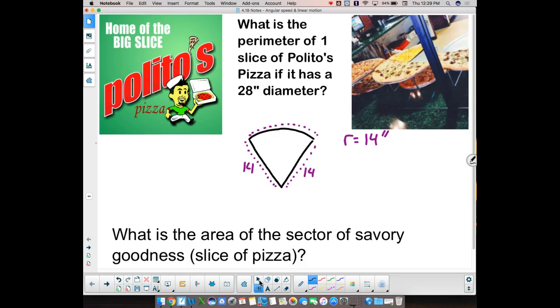Well, that part up here, we can summarize as it's an arc length, and that is theta times r. Because we know what r is, right? R is 14. Well, if I divide my pizza into 8 slices, 2 pi gets me all the way around, right? So 2 pi divided by 8 is what? Pi over 4. Yep. So this is going to be pi over 4 times 14, or 7 pi over 2.